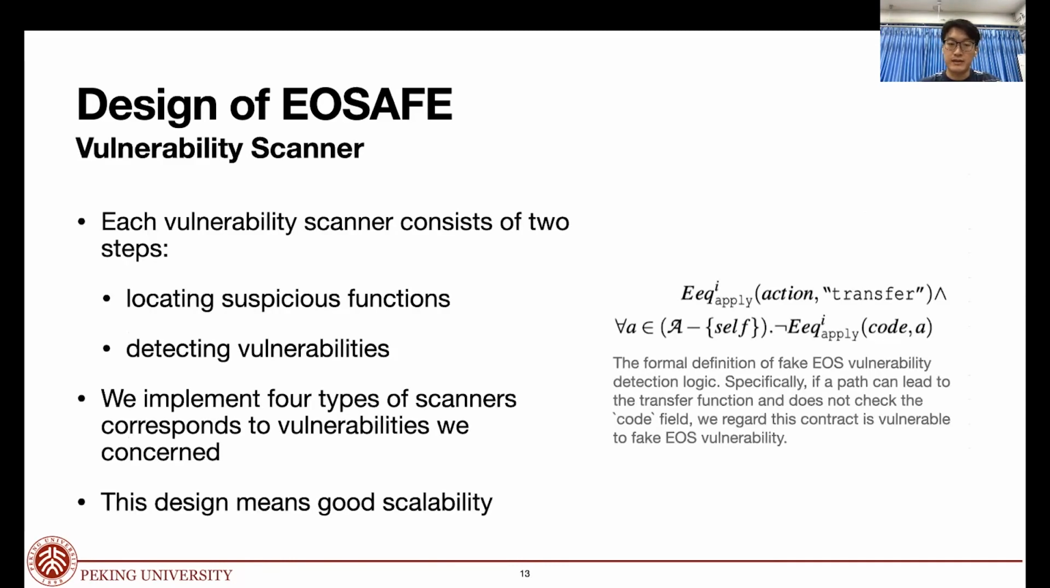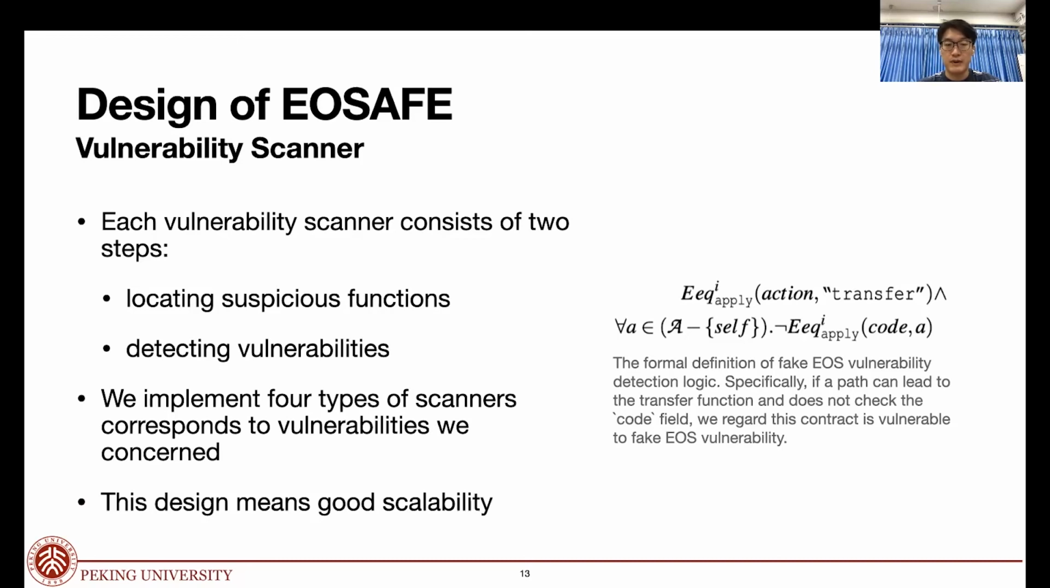Last, we implemented a scanner which consists of 2 steps, locating suspicious functions and detecting vulnerability. Therefore, the scanner can firstly use heuristic strategies to locate the possible vulnerable function. Then our tool will symbolically execute that function and record all its feasible paths.